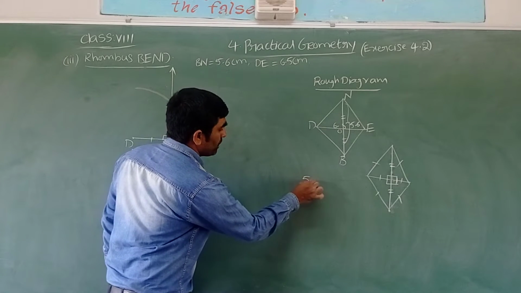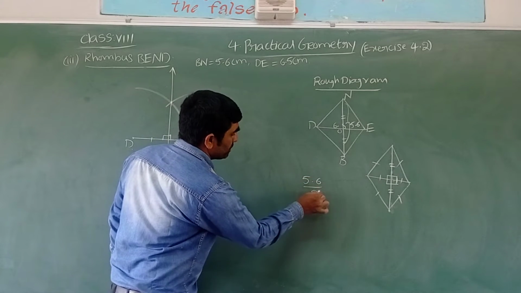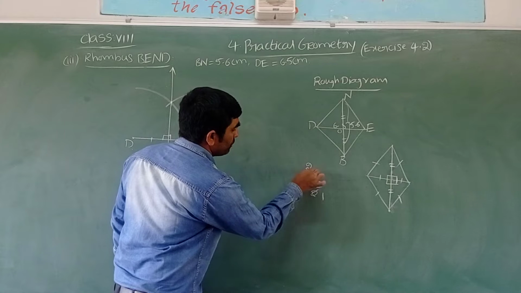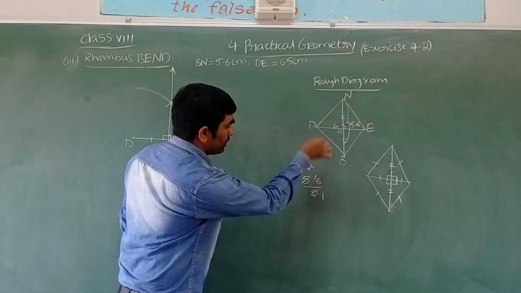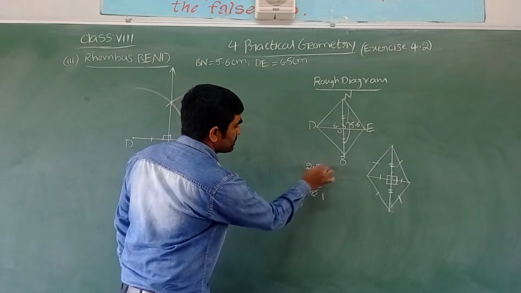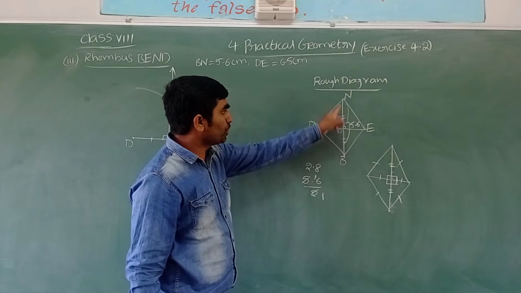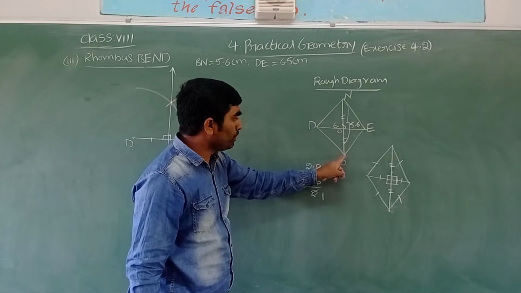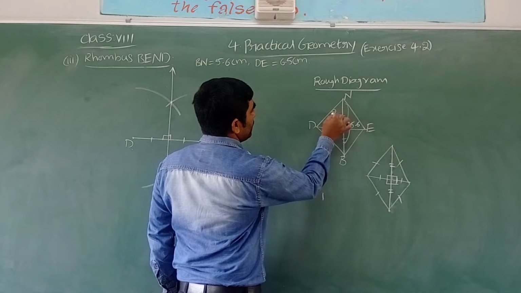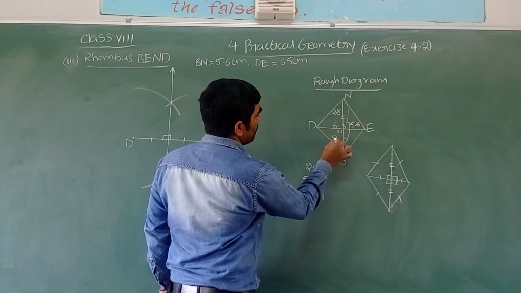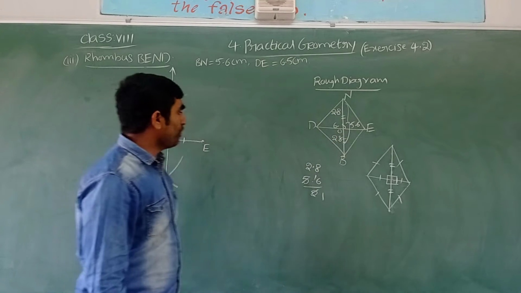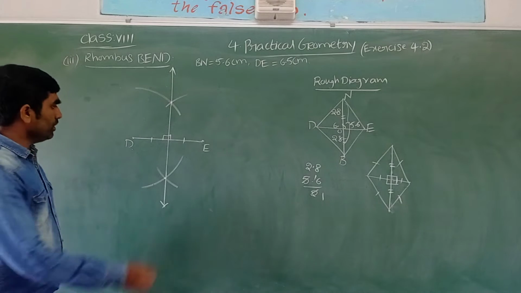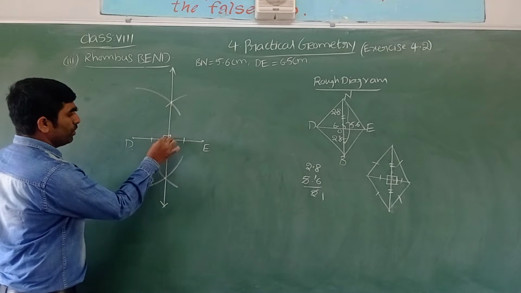So what is half of 5.6? 5.6 by 2. 2 ones are 2, 2 threes are 6... moving the decimal point, 2 eights are 16. So 2.8. O to N is 2.8. O to B is 2.8 centimeters. Now you can take O as the center.